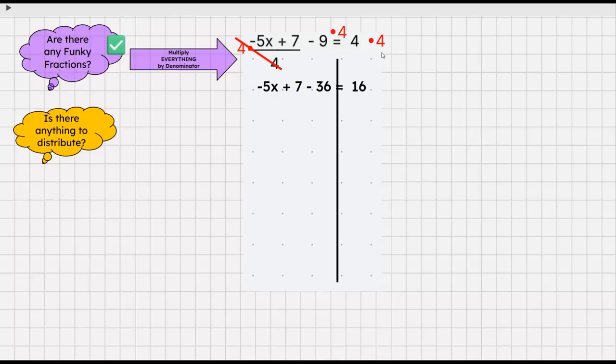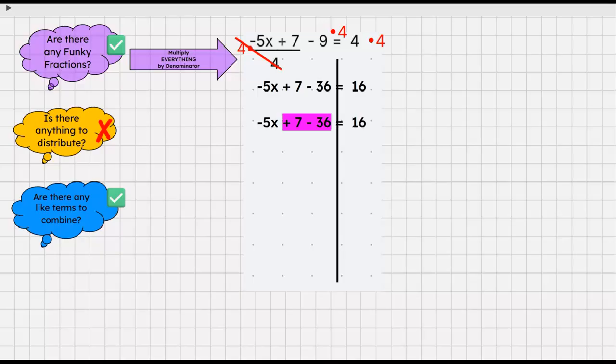So is there anything to distribute? No, there is not anything to distribute. So we're going to skip that step and go to combining like terms. There are some terms we can combine, and they are 7 and negative 36. So we're going to be left with negative 5x minus 29 equals 16.